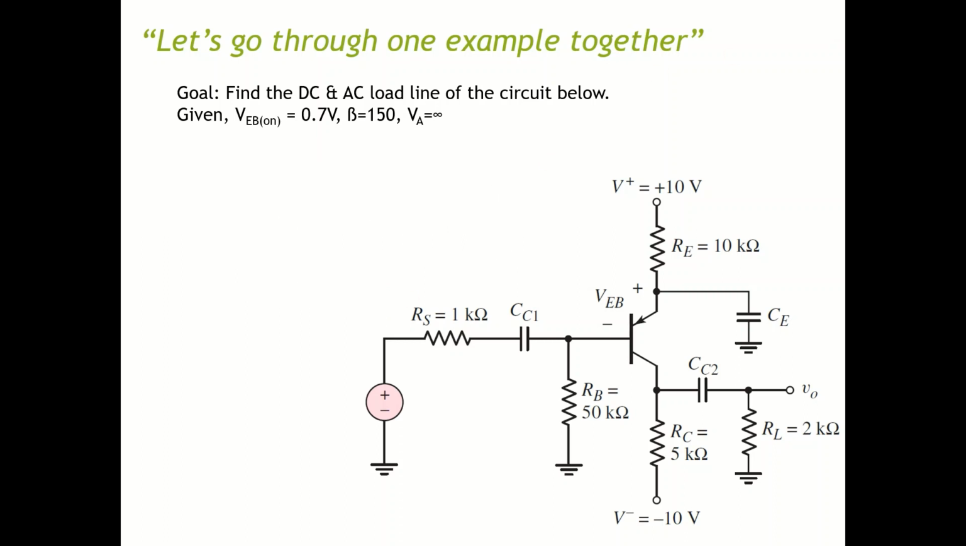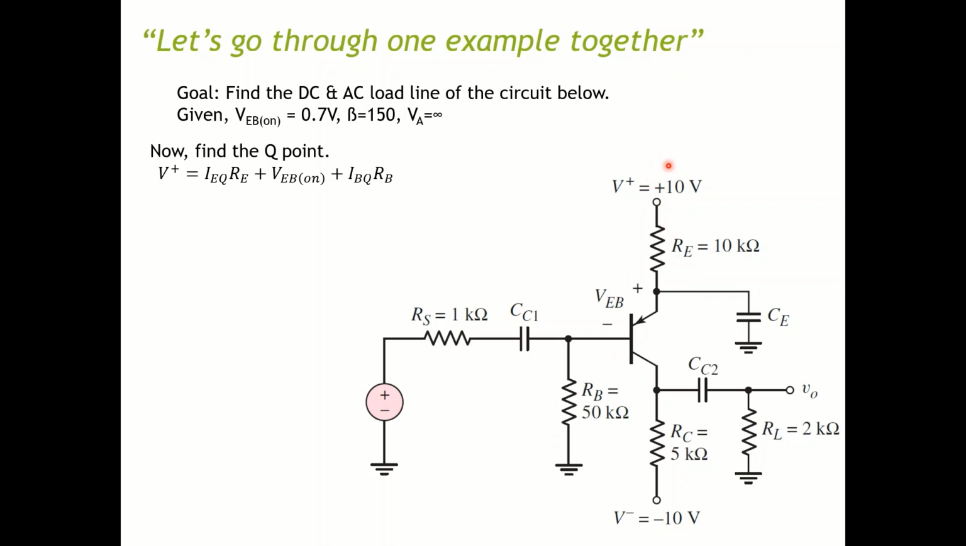Now we need to find the Q point before we move on to figure out where our AC load line is. First of all, I decided to go through this process a little bit slower so that I can remind you how to find the Q point. So first, for PNP, you want to do it a little bit in reverse. For an NPN transistor, usually we start from the base and we go down to the emitter. But for PNP, you want to go in the other direction.